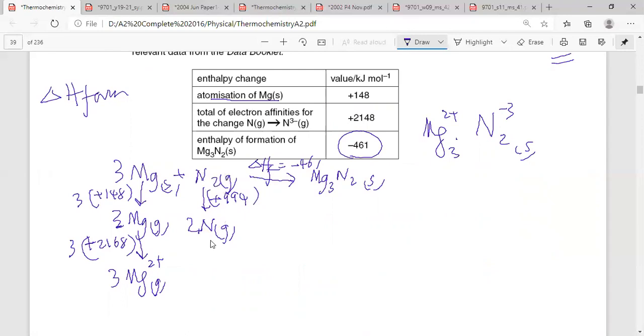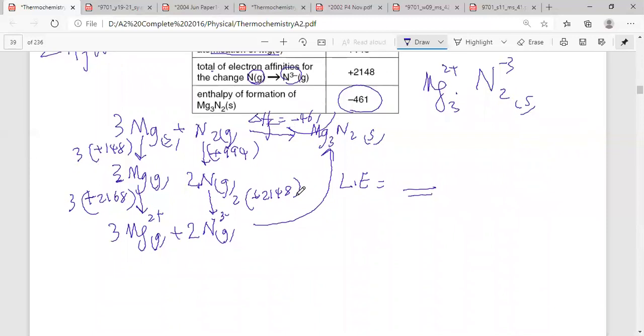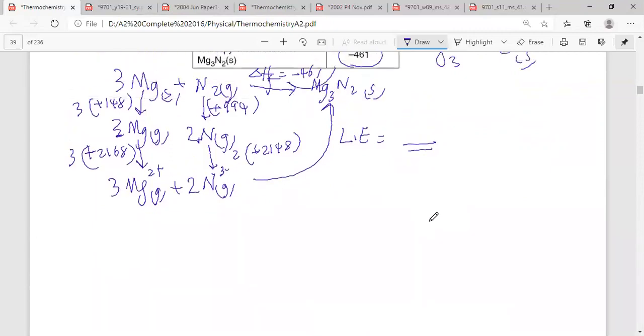So now from here to here, it accepts 3 electrons each. So the total electron affinity is basically the first to the third, written here. I have 2 of them, so it's 2 times positive 2148. That's okay. So now from here to here is your lattice energy, is it? Yes. Something is wrong with the dot. Okay, never mind.